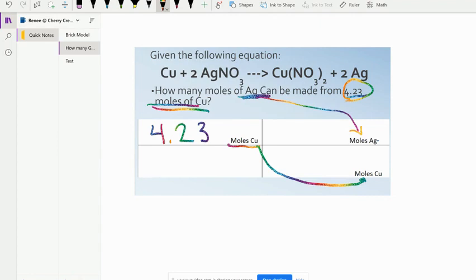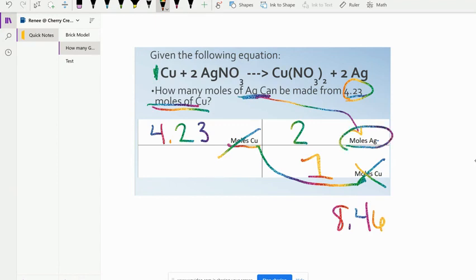And then I go back to my balanced equation and plug in the numbers. From my balanced equation, I have 1 mole of copper, so I know this is going to be 1, and I have 2 moles of silver. Moles of copper cancel because anything divided by itself cancels or gives us 1. So then I'm going to multiply the top and divide by the bottom. 4.23 times 2 gives me 8.46, and the units will always be the units here that did not cancel.